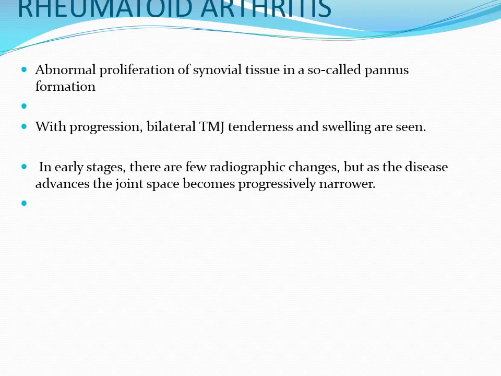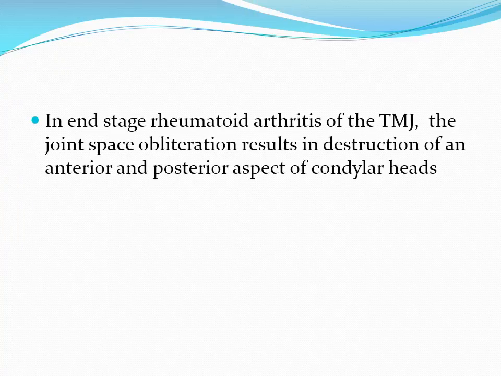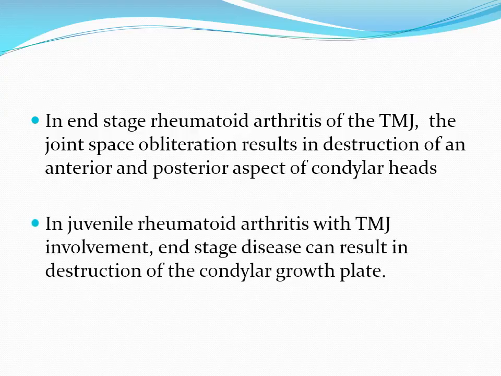For the rheumatoid arthritis, this is usually related with other systemic conditions. In the early stage, there are few radiographic changes, but as the disease advances, the joint space becomes progressively narrow. In end-stage rheumatoid arthritis of the TMJ, joint space obliteration results in destruction of the anterior and posterior aspects of the condylar ends. But in juvenile rheumatoid arthritis with TMJ involvement, end-stage disease can result in destruction of the condylar growth plate.